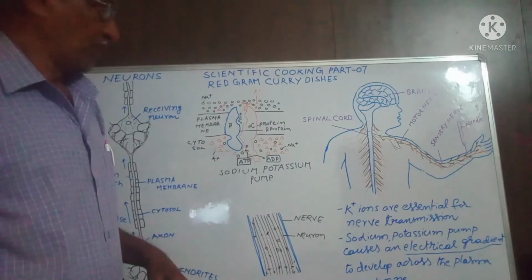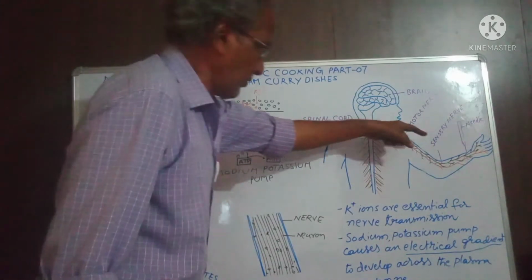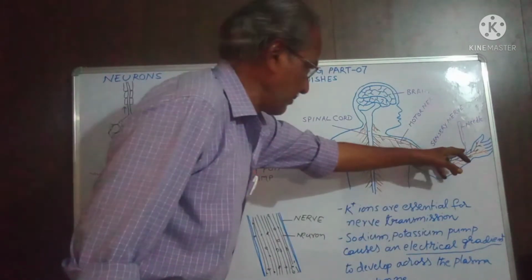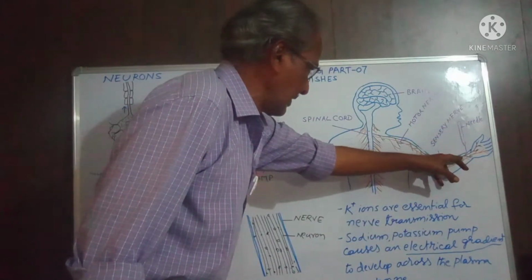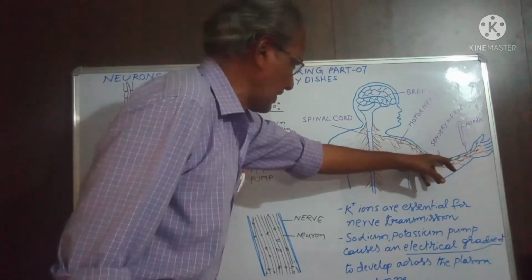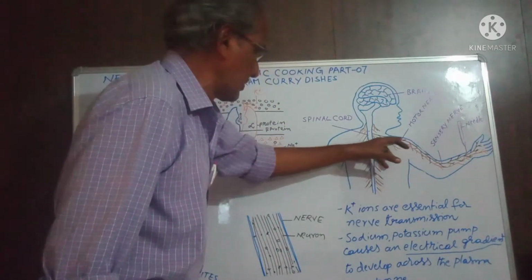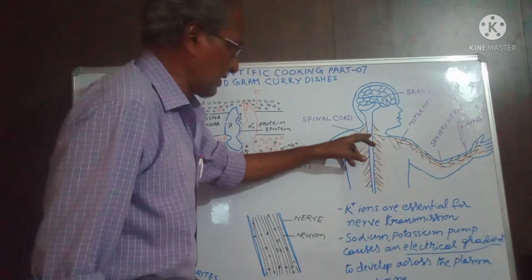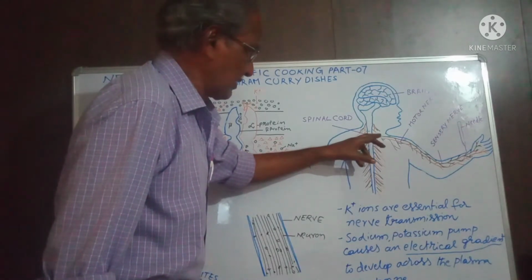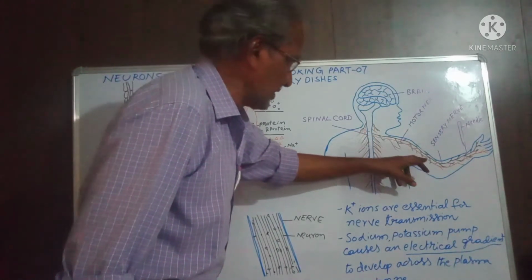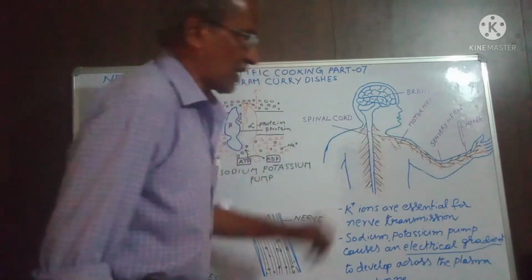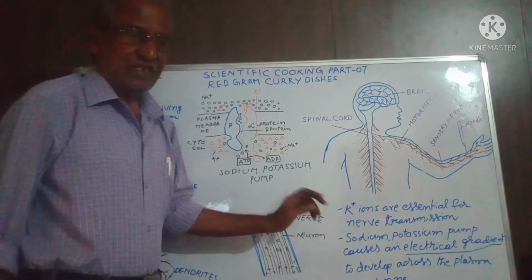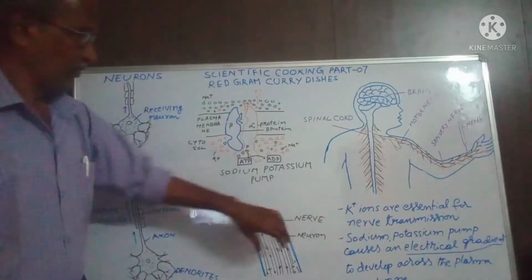Let us see one example. If you prick our skin with a needle, the impulses reach the sensory nerves and the sensory nerves carry those impulses to the spinal cord. In turn, the spinal cord reflexes, and the impulses are carried to the muscles of the hand through motor nerves. Then we withdraw our hand. This is called reflex.